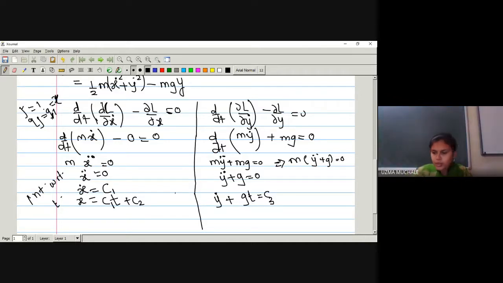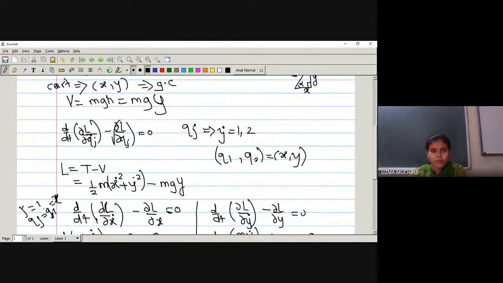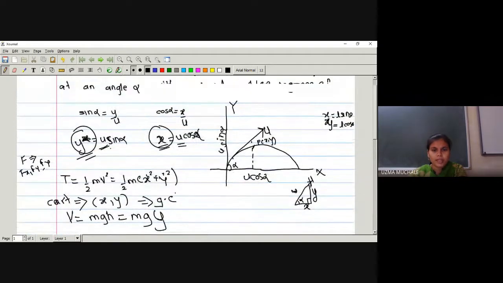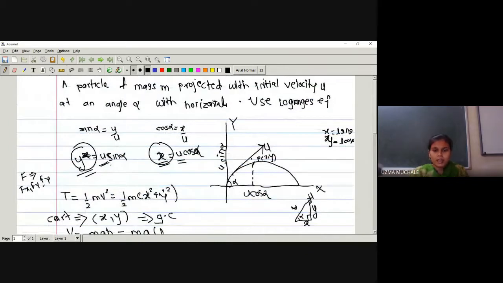Have you understood up to this? Any doubt related to this? You have to read it from the first one. Read this figure and everything, and then we are going to solve these equations.